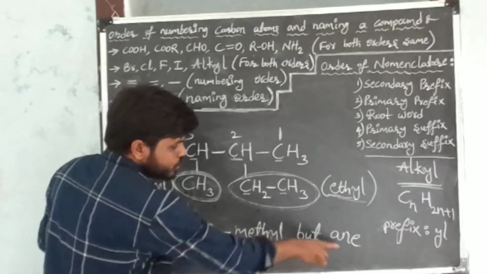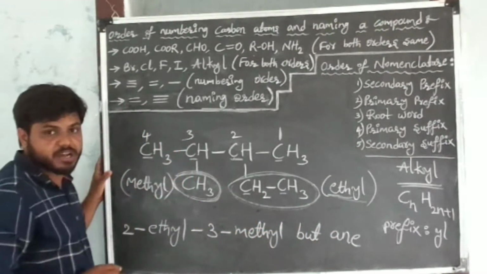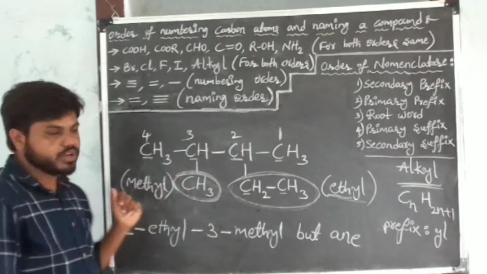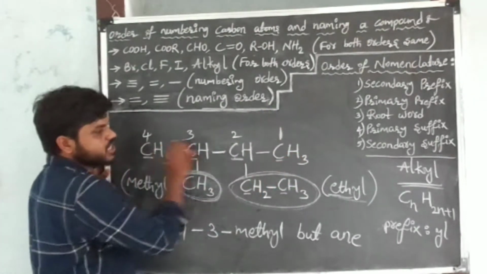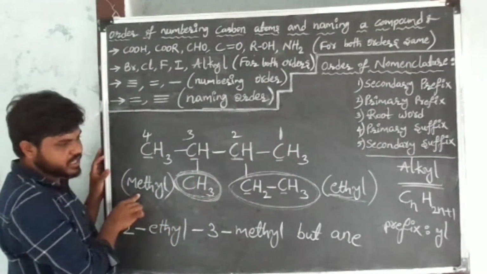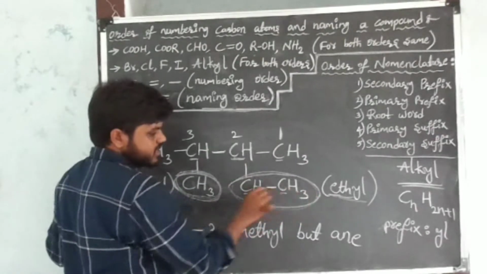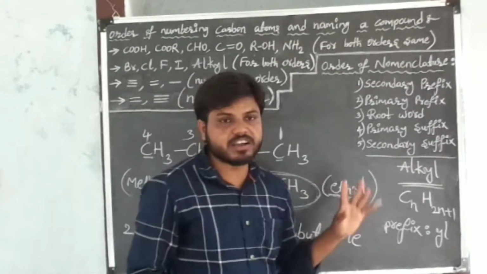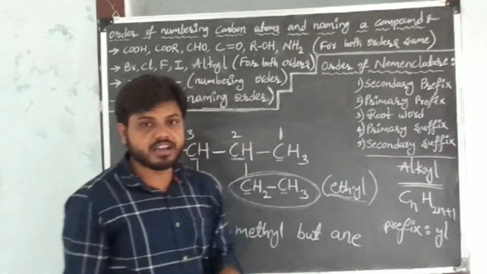2-ethyl-3-methylbutane is the IUPAC name of the given carbon compound. I am repeating, this is the given carbon compound. In this is the principal chain. At this carbon there is one substituent, the substituent name is methyl. At another carbon, another substituent, the name is ethyl. These two substituents belong to the alkyl group.